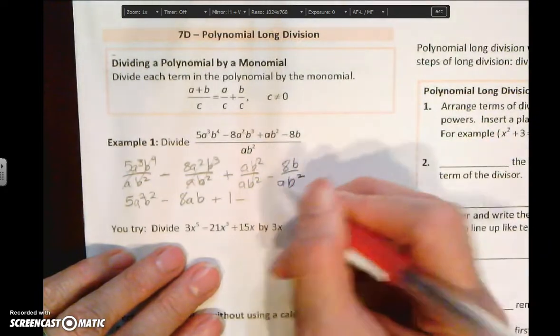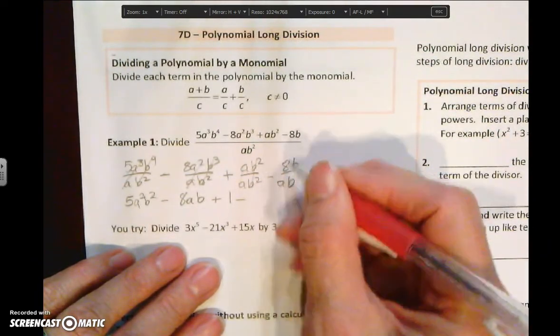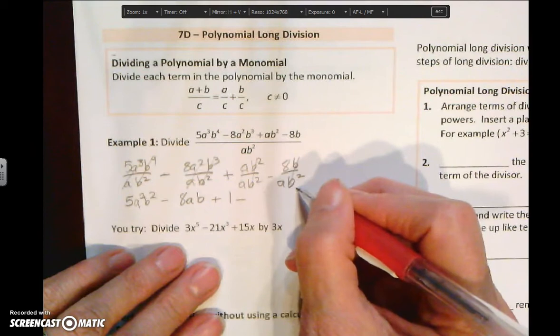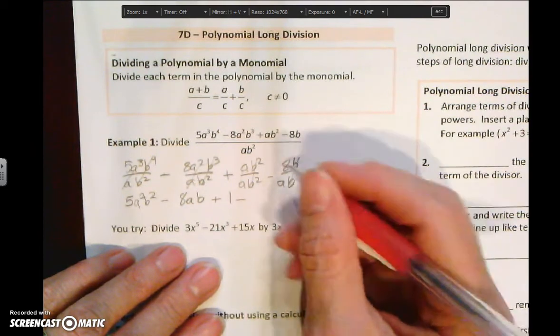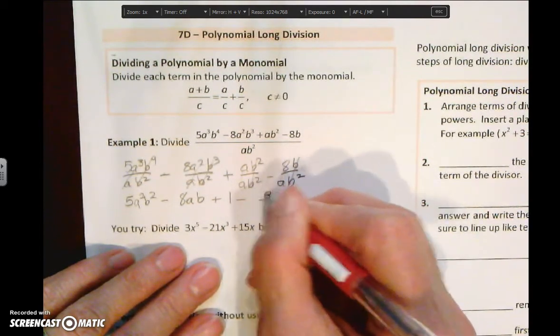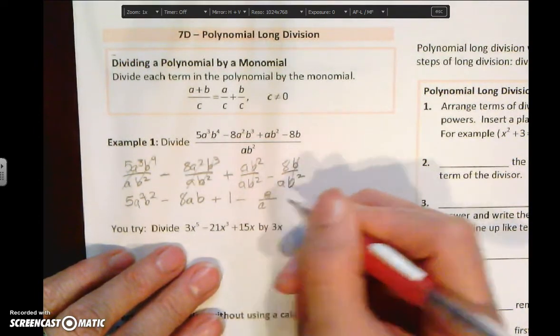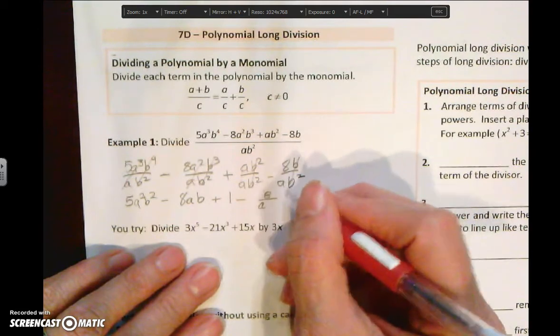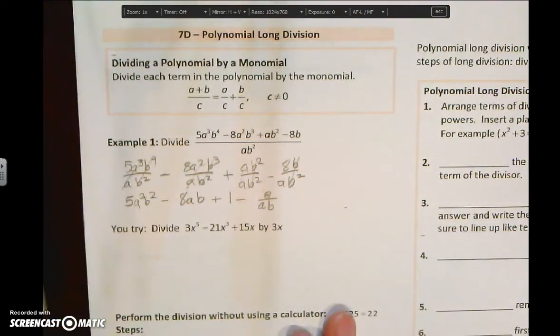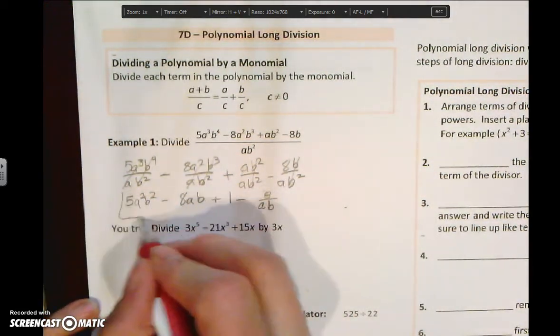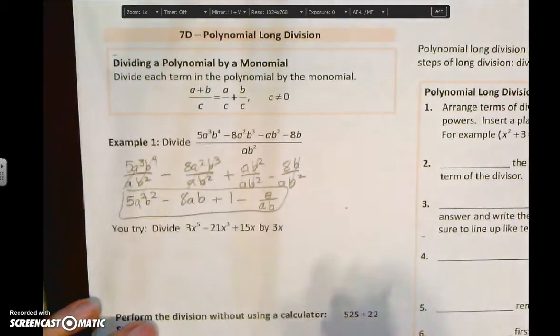Minus, and then here, when I go to simplify this, you can see my B's. I'm going to be left with a B in the denominator. So my 8 is in the numerator. A doesn't have anything to cancel with, so it stays there, and then one of the B's cancels and leaves me with that B. So my final answer then would be this.